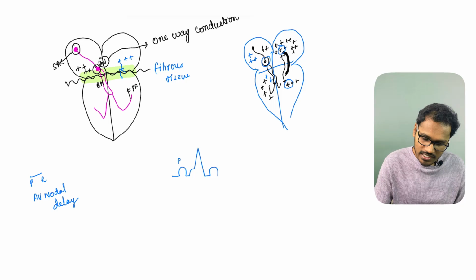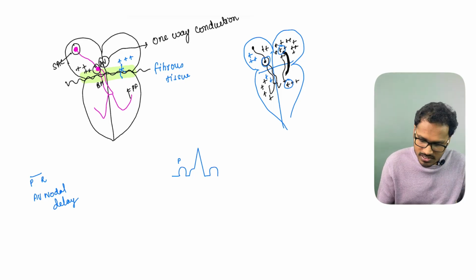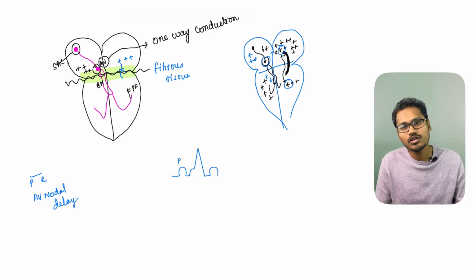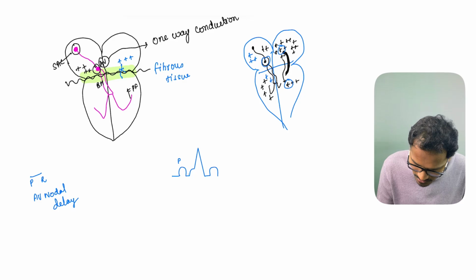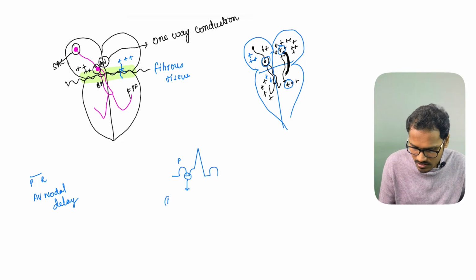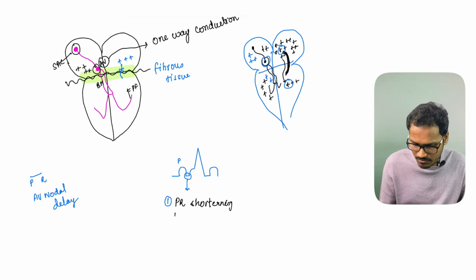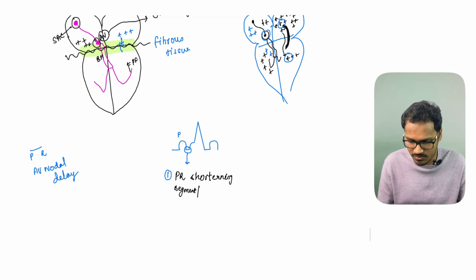So there are three classical findings which they can ask you in an MCQ. What are the changes in Wolf-Parkinson-White syndrome? They can ask you, all of the following are changes in Wolf-Parkinson-White syndrome except. So here the first feature is that the PR interval is shortened. The PR interval or the PR segment has shortened, it has reduced in period. If the segment is shortened, obviously the interval also will be shortened.